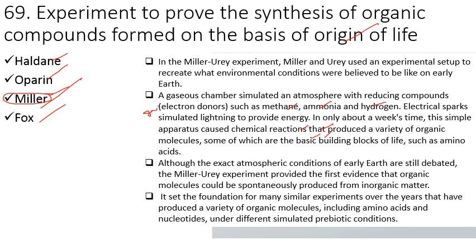This simple apparatus caused chemical reactions that produced a variety of organic molecules, some of which are basic building blocks of life, such as amino acids. Although the exact atmospheric conditions of early Earth are still debated, the Miller and Urey experiment provided the first evidence that organic compounds could be spontaneously produced from inorganic matter, under primitive Earth's conditions.